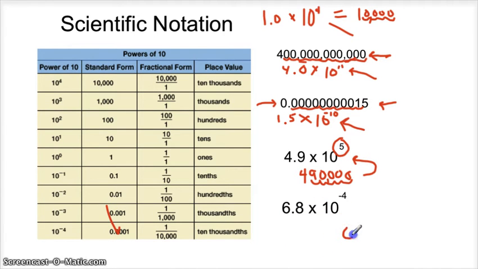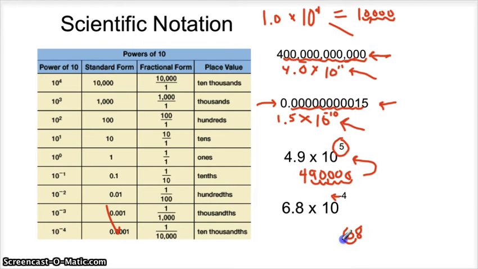We have 6.8 times 10 to the negative fourth. Remember, negative will send the decimal back the other way. Either way, whether you remember it that way or not, the decimal will go this way.